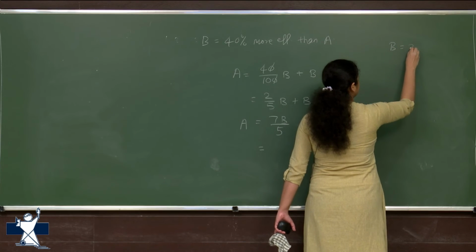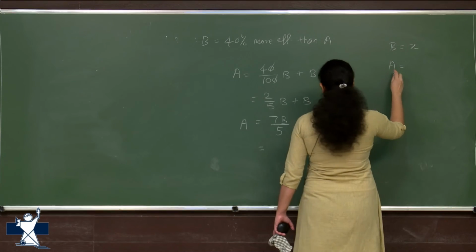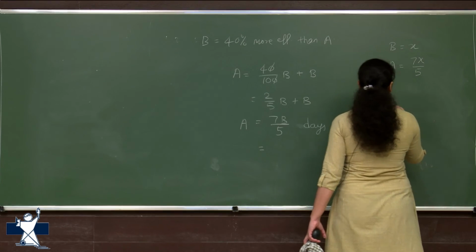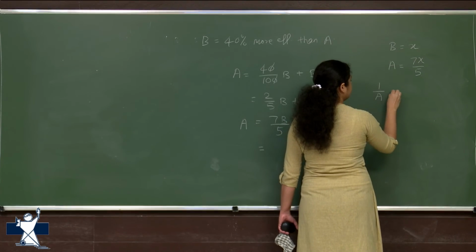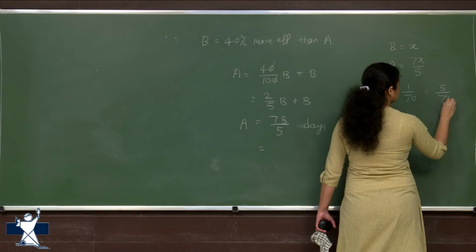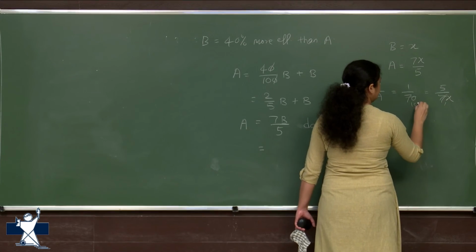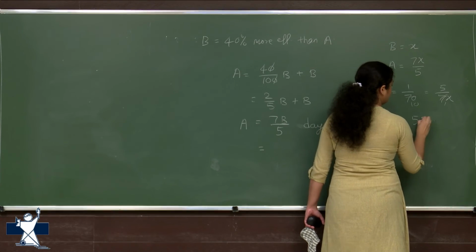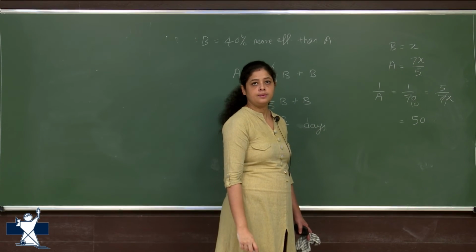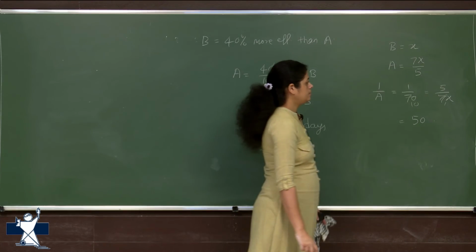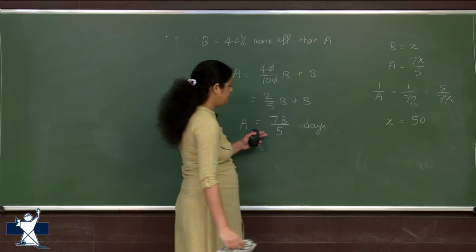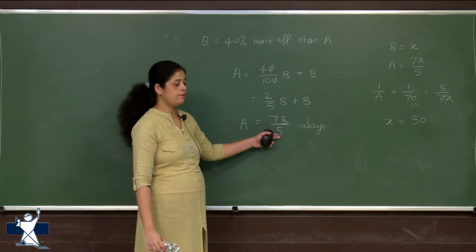Let B is taking x days, then A will take 7x by 5 days. Similarly, now 1 by A is 1/70, which is equal to 5/7x. So 7, 10, which is 50. So 1 day's work is 50. I mean total number of days. That means x is equal to 50. Okay, I will go with this. A is equal to 7b by 5.